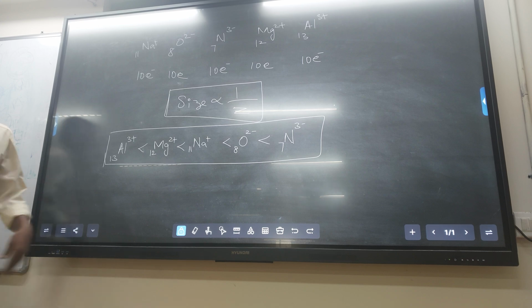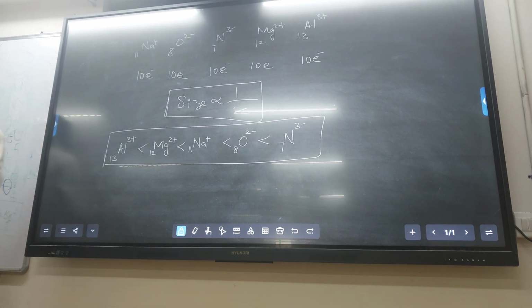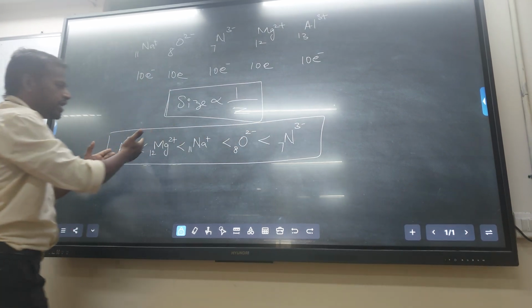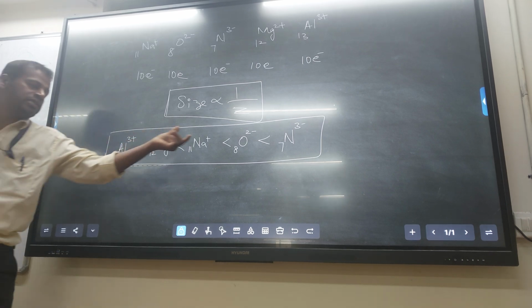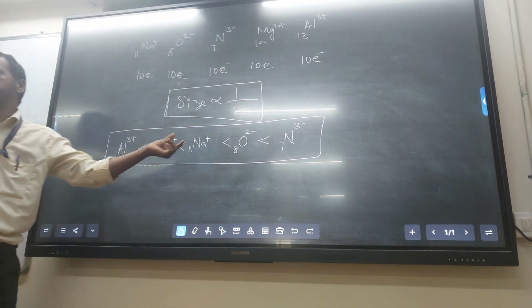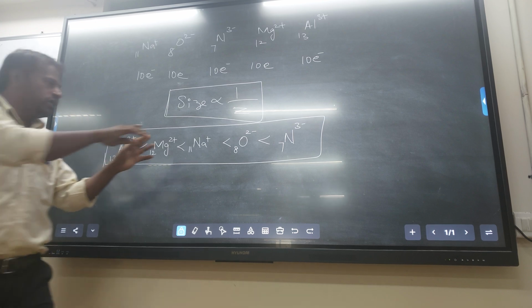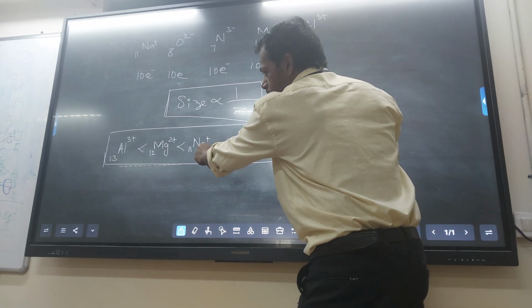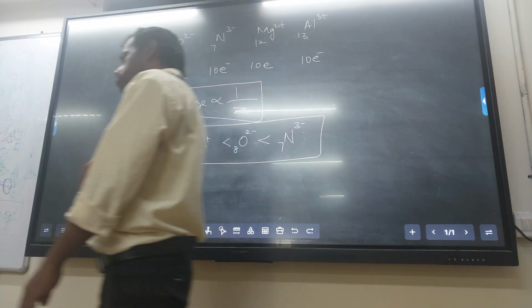Okay. So for isoelectronic species, the lower the atomic number, the greater the radius. And one more clue: an anion has a greater radius than a cation. So all anions have a greater radius than cations. In a cation, less charge means greater radius, more charge means smaller radius. Inversely, for anions, maximum charge means maximum radius, but for cations, minimum charge means larger radius. Okay, that is also one of the points.